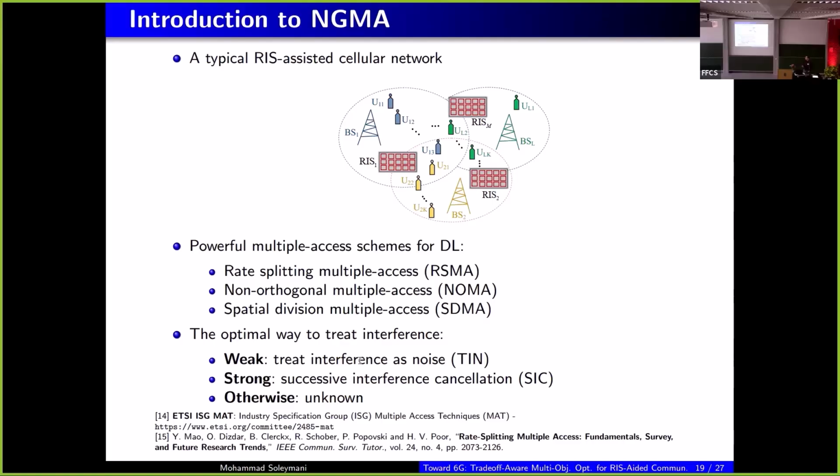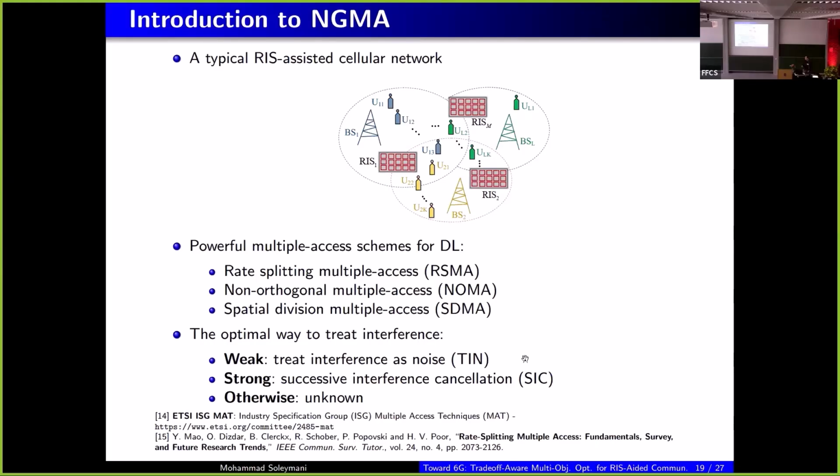Among these three methods, SDMA treats interference only as noise. So you may get an impression that the stronger the interference gets, the worse performance SDMA would provide. But with RSMA, you have the ability to switch between these different strategies. So you can apply SIC, but if the interference level is low, it automatically switches back to SDMA.